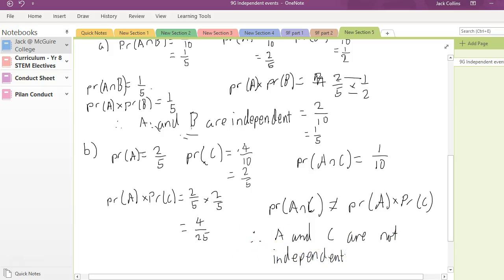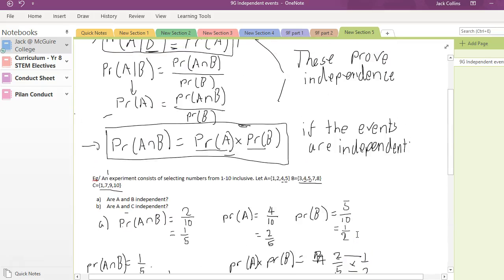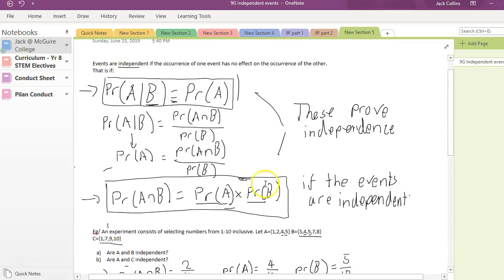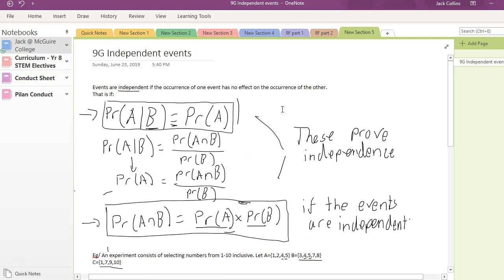Okay, have a look at a few more examples in your book there, guys. All pretty similar. When you are determining if events are independent, go back to showing probability of A and B is equal to probability of A times the probability of B. Or use this initial example as well, whatever works easier for you.